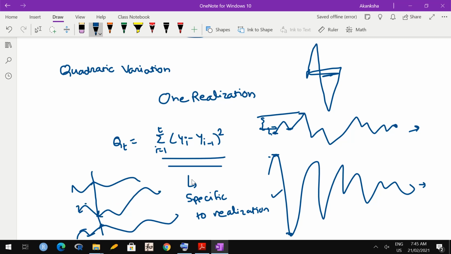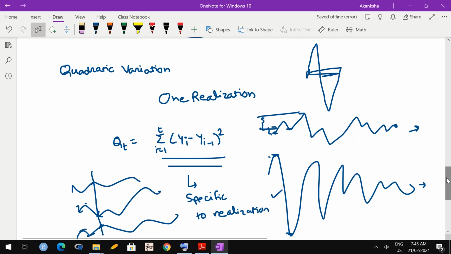Whereas variance takes care of all possible realizations. Variance talks about the probability distribution of random variables coming under all possible realizations. Hence, variance is a constant quantity. Variance does not change from realization to realization, whereas quadratic variation is specific to every realization.